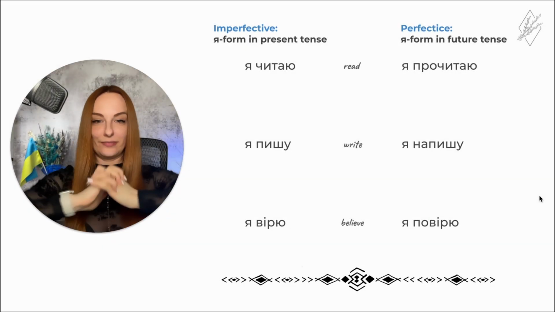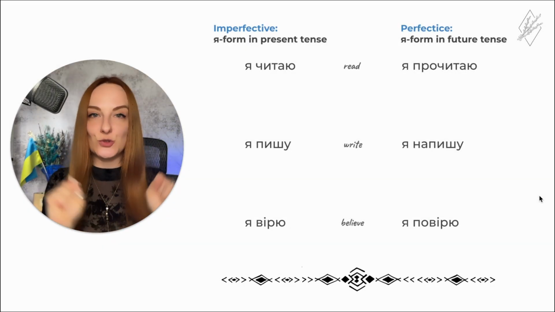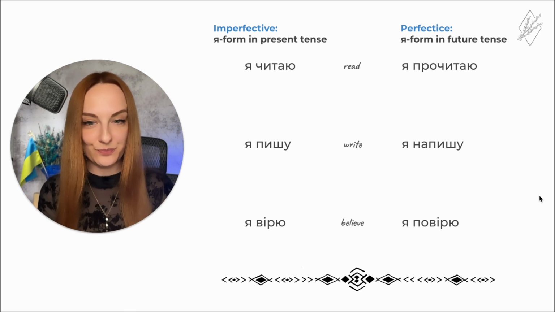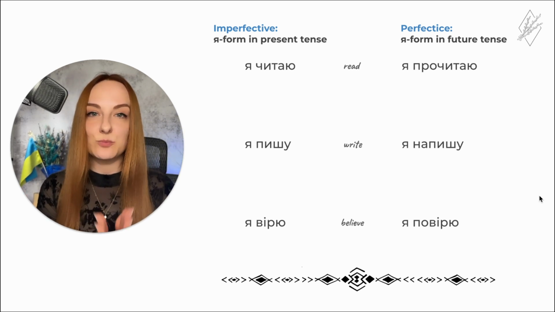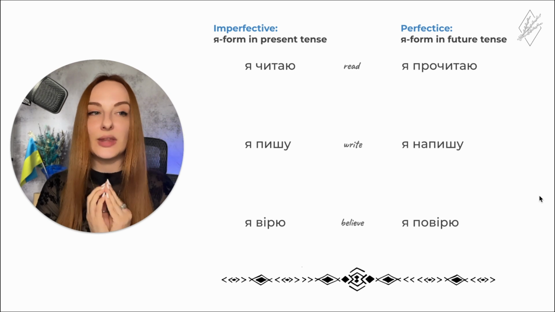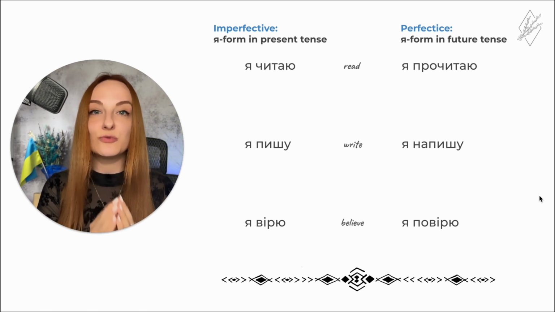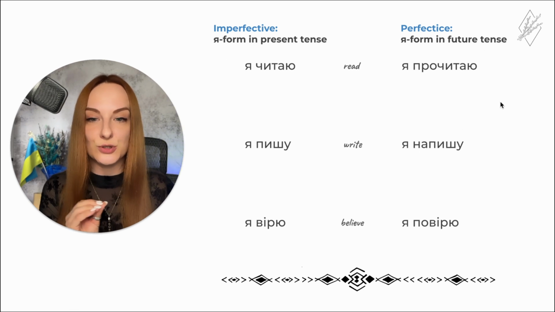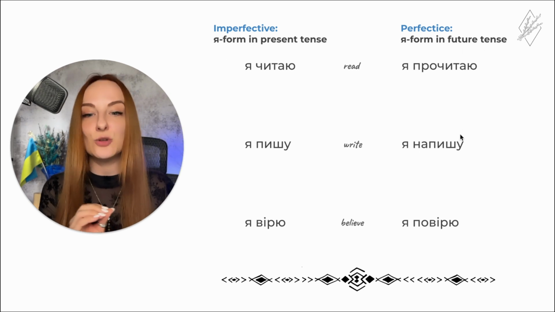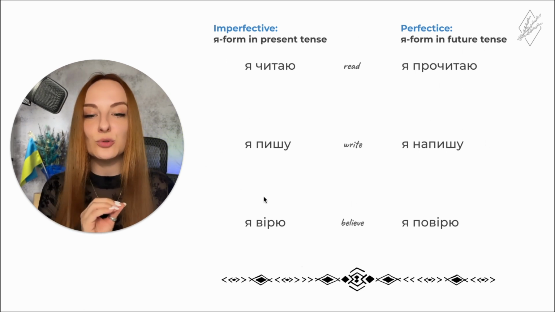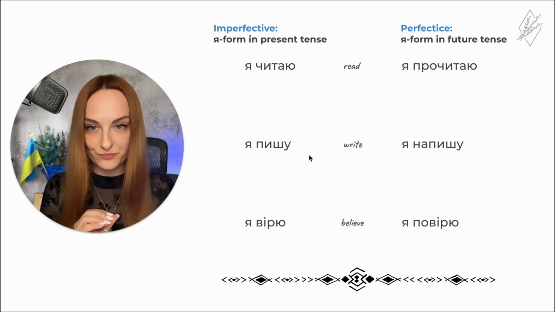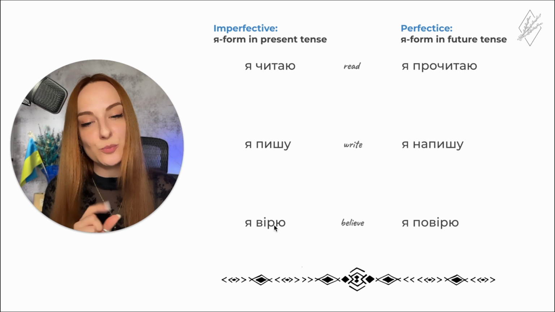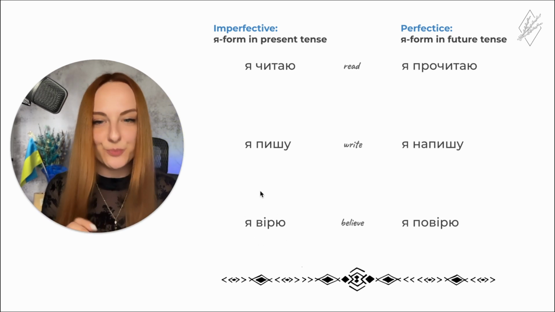So now let's learn how to form those imperative mood forms from Ukrainian verbs. And here it's important to remember that for creating imperative mood, we have three groups of verbs. You can see them here. This is the first one, читаю, прочитаю; the second one, пишу, напишу; and the third one, вірю, повірю. This one will be the most popular, this one a bit less popular, and this one will be quite rare.